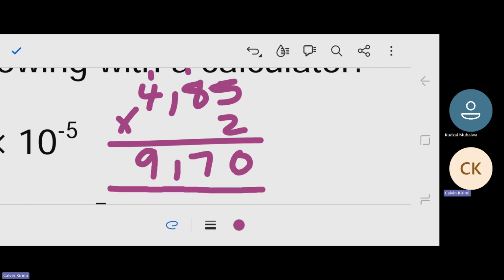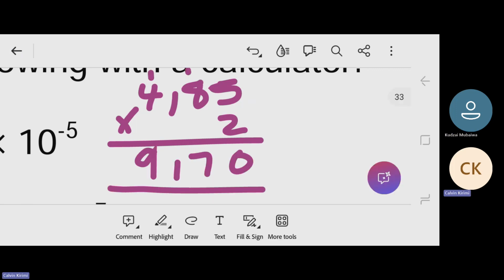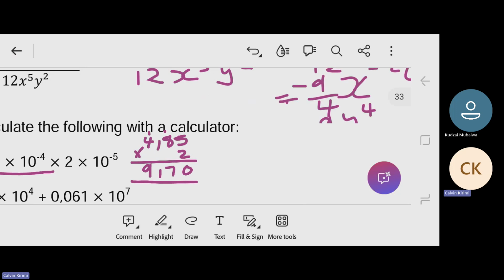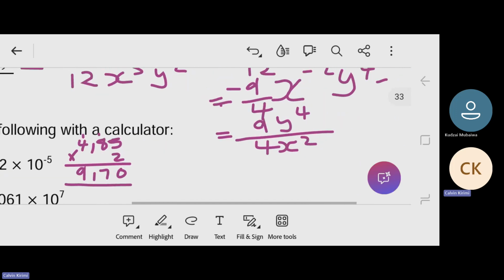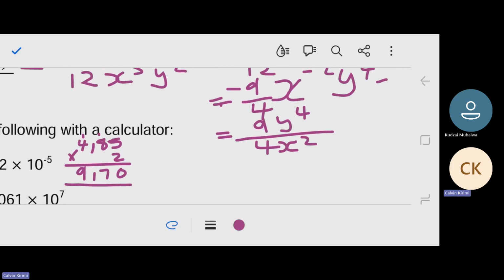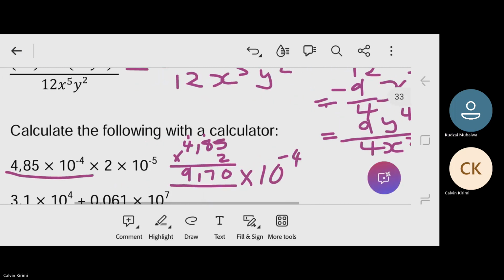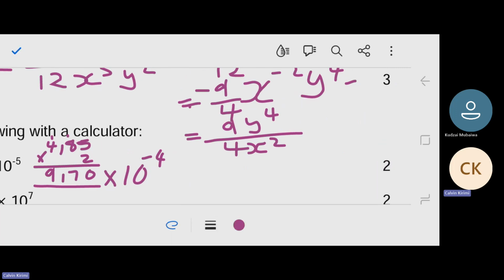So we are there. Our number must be between 1 and 9, which that number is. Then you use your exponents: that number times 10 to the power negative 4. Isn't it? Times 10 to the power what again? Negative 5. So the answer is going to be equal to what?